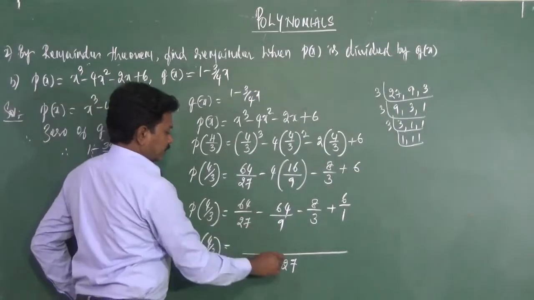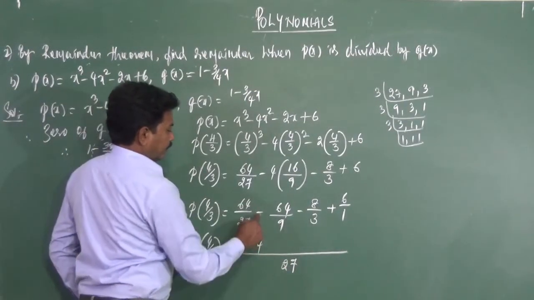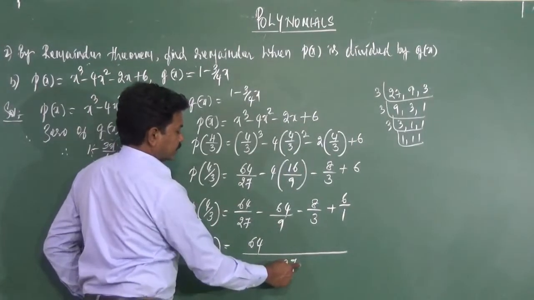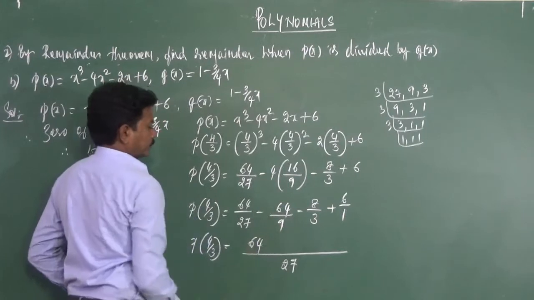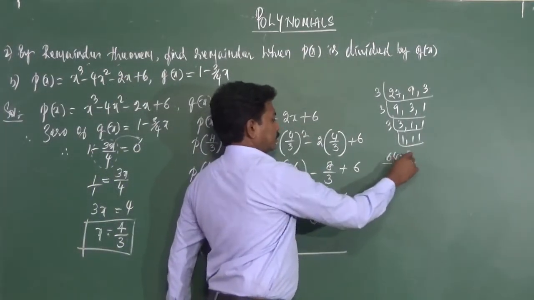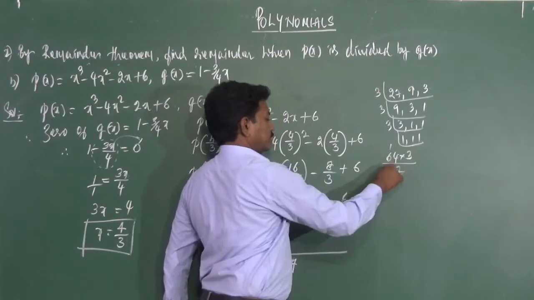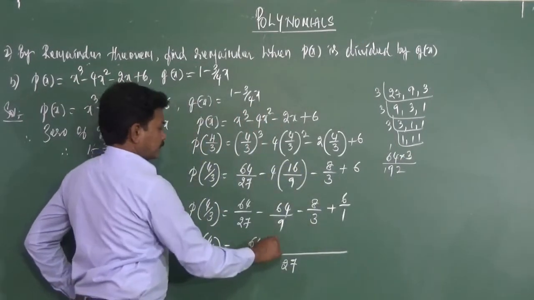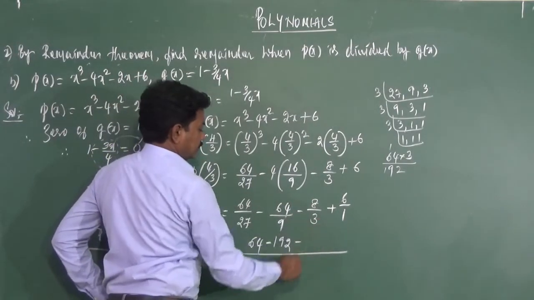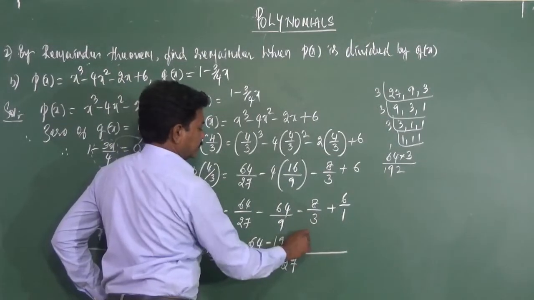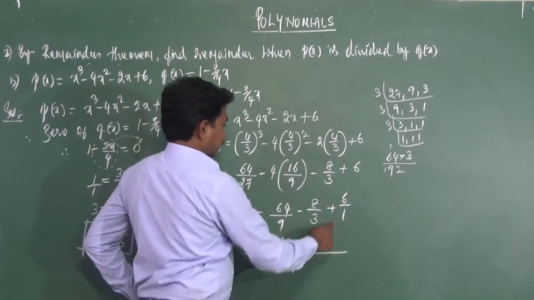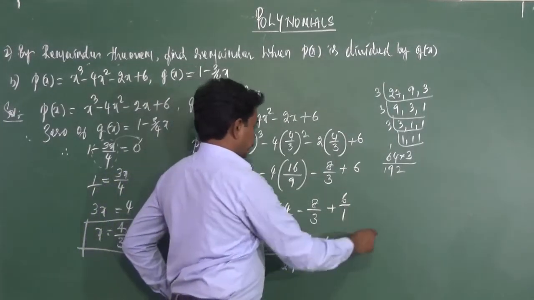So 64 by 27 into 27 is 64. Minus 64 by 9 into 27. So 9 3s are 27, and 3 into 64, that is 64 into 3. 3 4s are 12, 3 6s are 18 plus 1, 19. So minus 192. Minus 8 by 3 into 27: 3 9s are 27, 9 8s are 72. Plus 6 by 1 into 27, that is 27 into 6 we have to multiply.